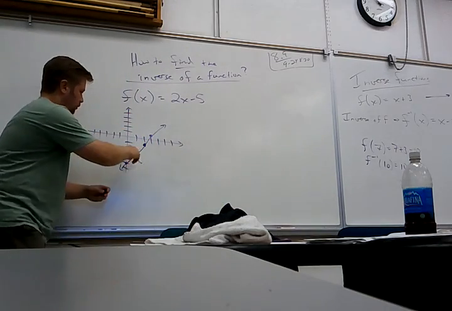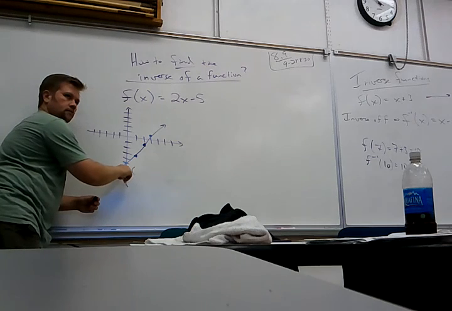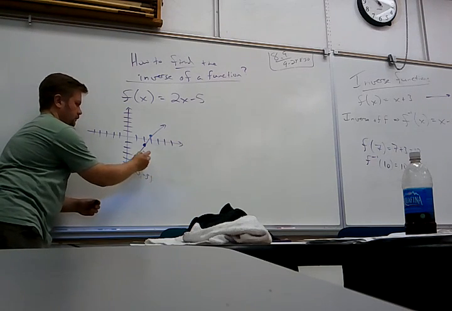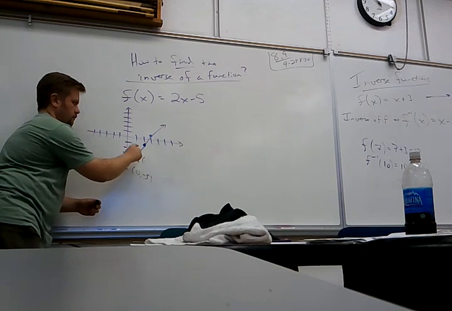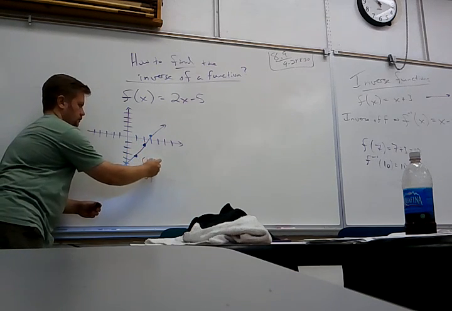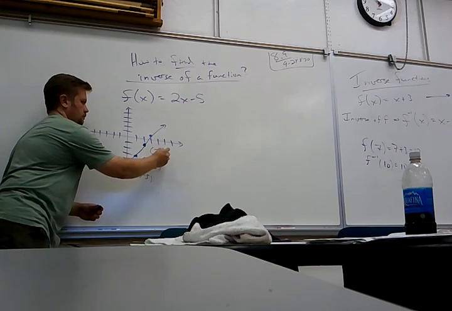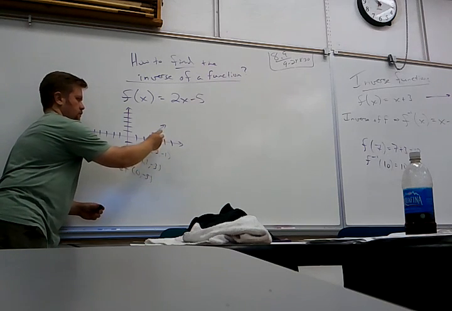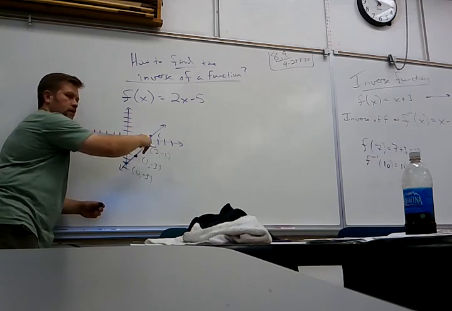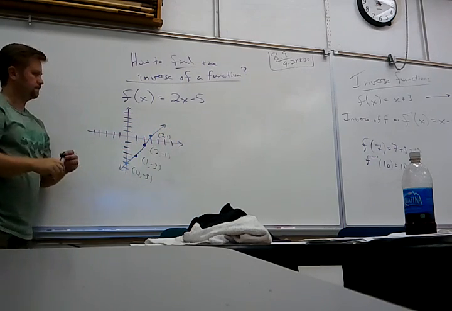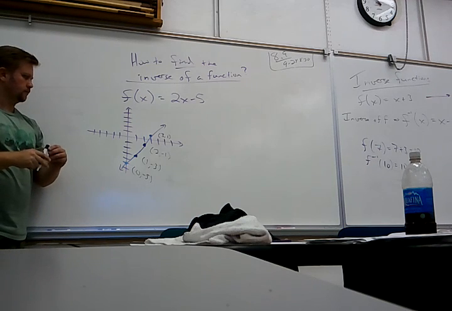Now, what points are these? This is the point 0, -5. Then 1, -3, and 2, -1. And 3, 1. My scale is bad, that's why it came out so curvy. But that's just 2, -1, right? And 3, 1, right? How we doing? Is that cool?